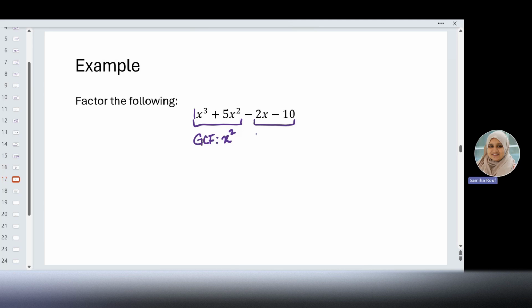Now let's look at the other pair. Only one of the terms has an x, the other one doesn't. So in this case, our common factor can't have the variable. But let's look at the numerics. We have a -2 and a -10. Both of them can be divided by -2. Because -2 divided by -2 is 1, and -10 divided by -2 will give you 5.